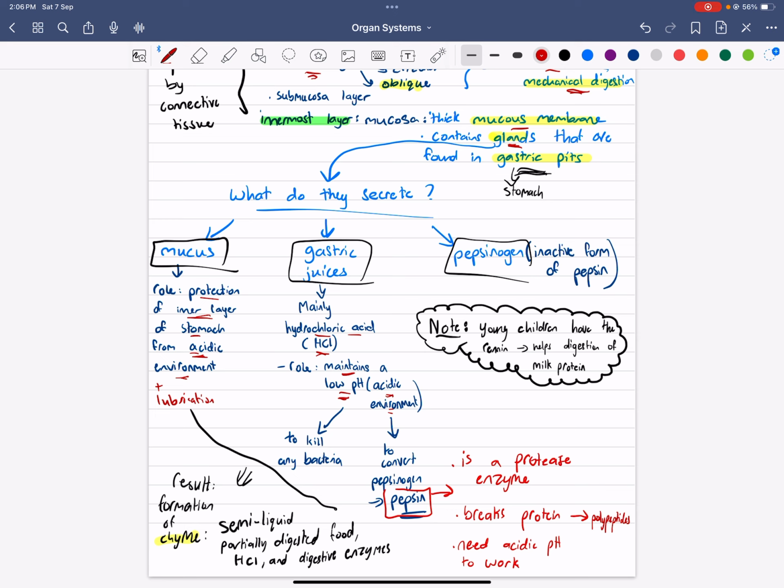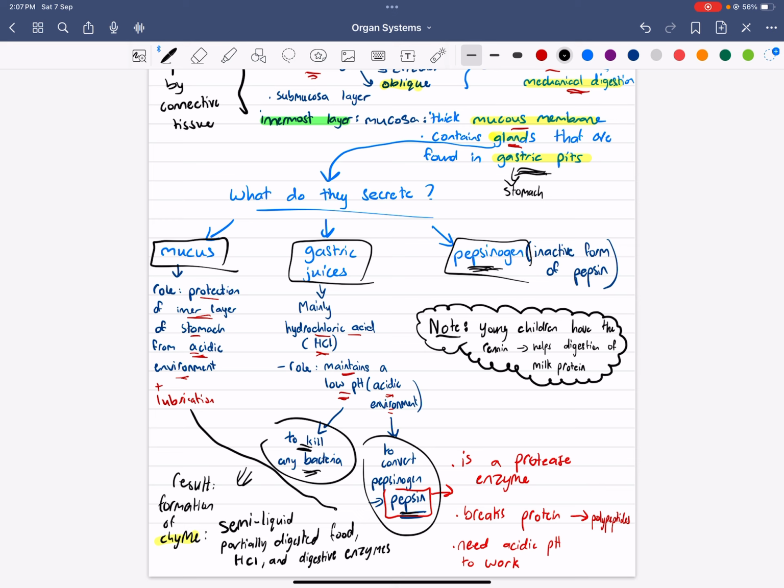Now, why does the stomach have an acidic environment? We have two main reasons why our stomach should have an acidic environment. It's usually to kill any bacteria that comes in with the food. For example, if we eat something that has some sort of bacteria, it cannot live in an acidic environment. So the acidic environment of the stomach allows us to kill those bacteria. And another reason is it converts pepsinogen. Remember how we said the glands secrete pepsinogen? The acidic pH of the stomach helps the conversion of pepsinogen into pepsin.